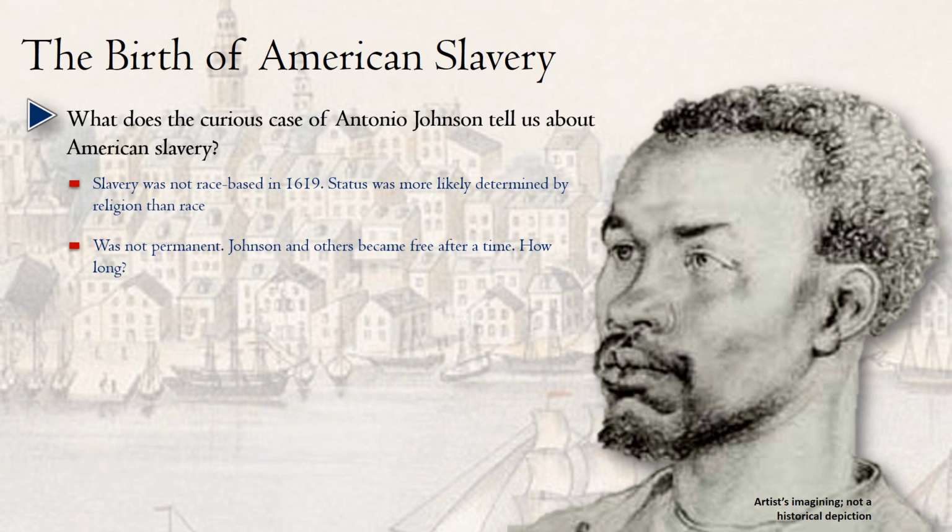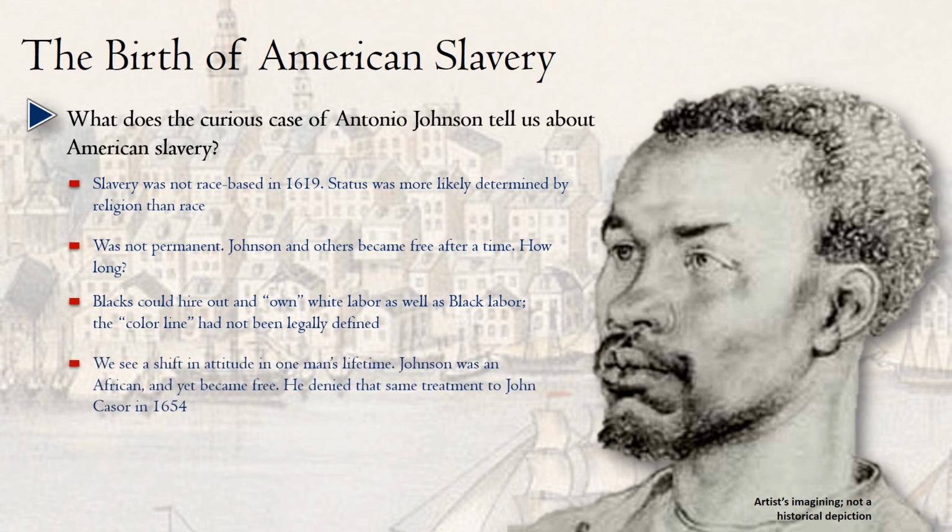We don't know. We also know that Antonio Johnson was able to accrue some startup cash during his time of enslavement and then purchase 250 acres once he became free. We can also see that blacks could hire out and, in some sense, own white labor as well as black labor. We know that Anthony Johnson did this. And so the color line had not been legally defined. But we see a shift in attitude in one man's lifetime.